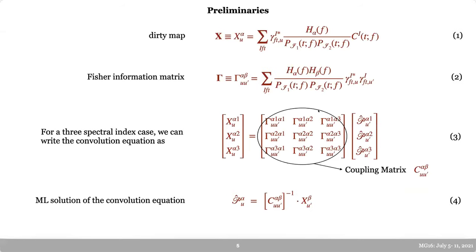So if we expand the dirty map that we obtained in more detail, you can see that the dirty map, which is described as H alpha F, suggests that it has contributions from different spectral shapes, and the corresponding Fisher information matrix will be a combination of different H alphas and H betas. That means the Fisher information matrix encodes the covariance between the different spectral shapes.